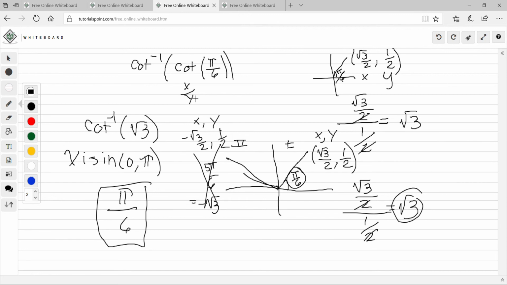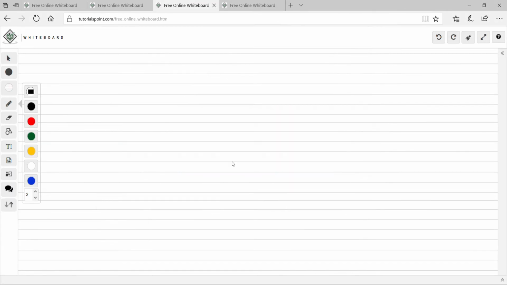Let's do another one. Let's do cosine of 2 times sine inverse of root 2 over 2.